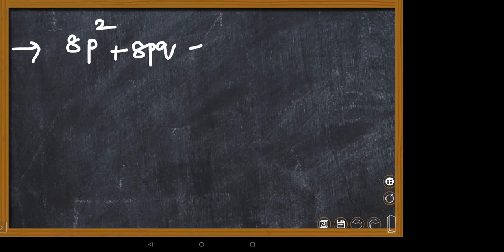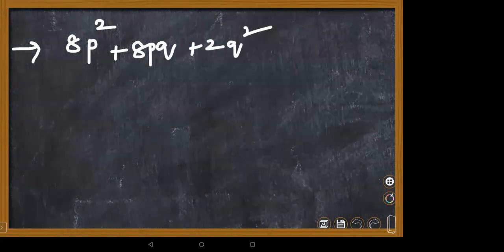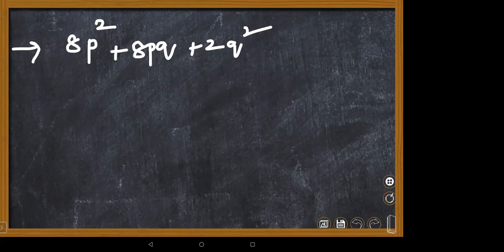Use your identity. Yes. And sometimes it is not directly given, children. You have to see what you're supposed to take, and how you use it. 8pq plus 2q square. Come on, children, please. In this case, it is not directly given, children. Before going to the a plus b identity, you are supposed to see which number you have to take common over here.